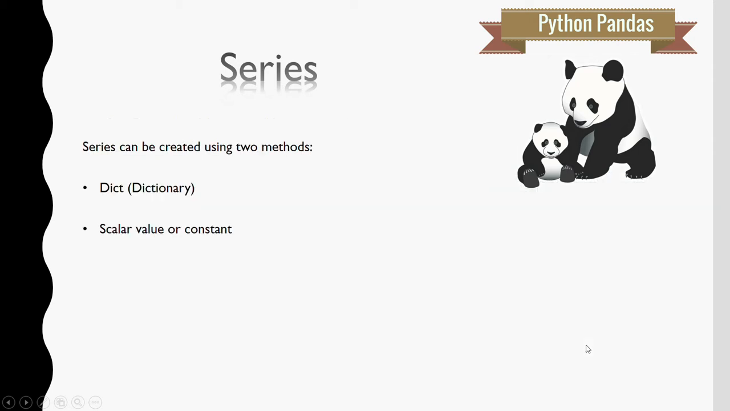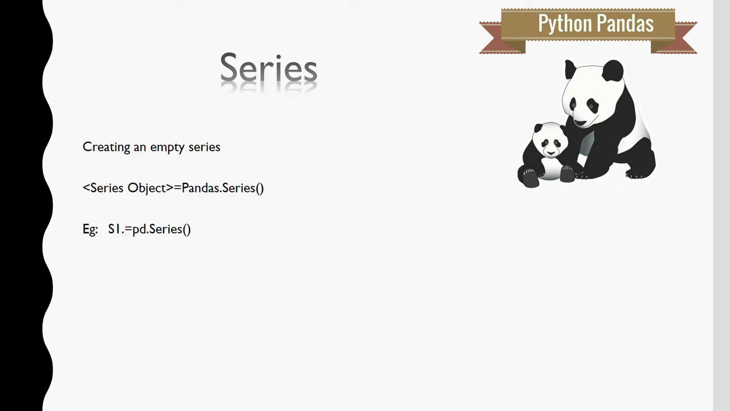Moving further, we can state that a series in Pandas can be created using the series method. We can implement it practically later on. Any list or dictionary data can be converted into a series using the series method. While creating a series, we can use two methods. First is the dictionary method, which we call dict. Then we have a scalar value or a constant.